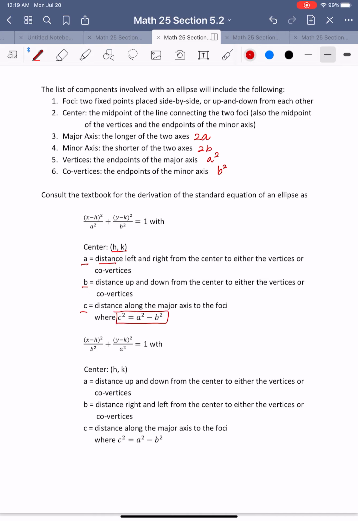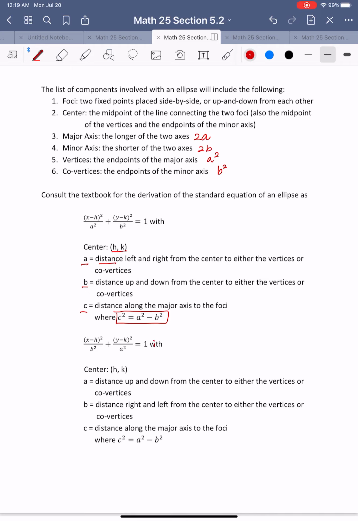So the foci come from c, but in order to get c, c squared is always equal to a squared minus b squared. So (x minus h) squared over b squared plus (y minus k) squared over a squared equals 1.